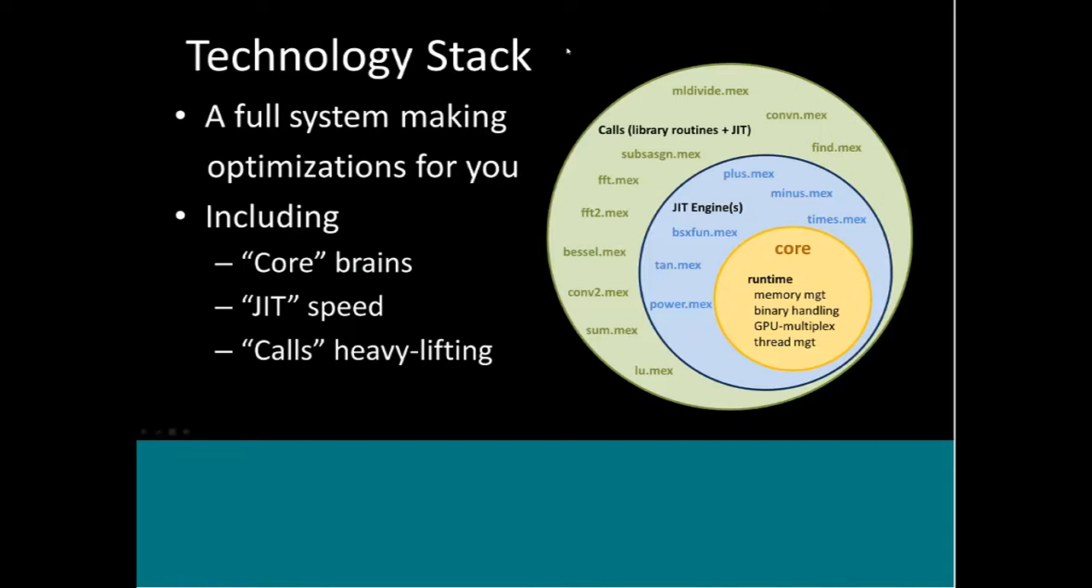On a very, very high level, what Jacket offers is a full technology stack, a full system that's trying to make optimizations for you. There's a memory manager within Jacket. There's code that handles binary handling and the GPU multiplexing that I just talked about. A lot of computation that happens within Jacket is JITted, which means that custom kernels are compiled on the fly and then run to get your job done. And we also have several heavyweight functions like mldivide, N-dimensional convolution, and find, which are highly tuned CUDA binaries, and these are all very nicely tuned to run on your code.